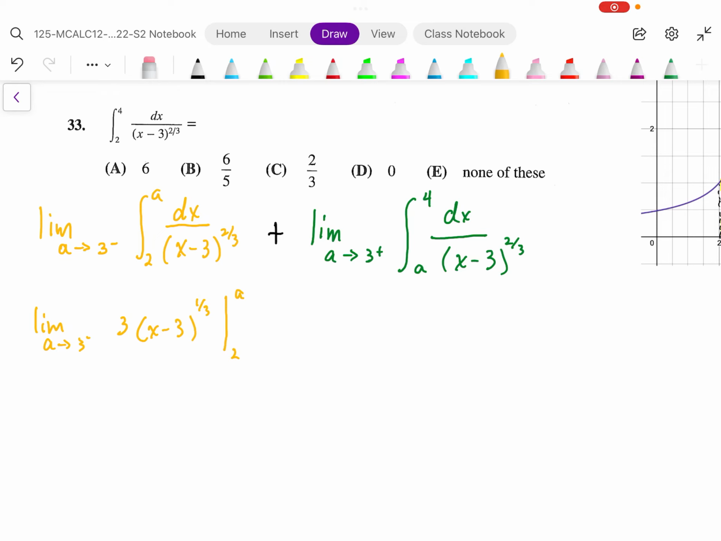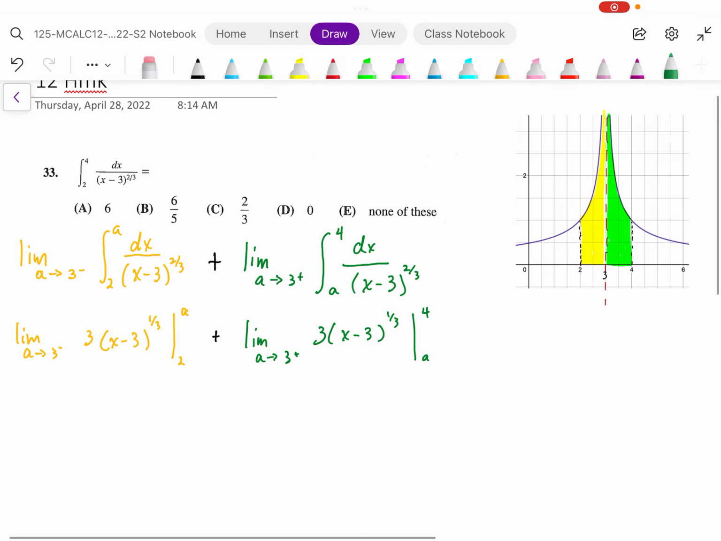And since I have a in there still, I need to write this as a limit. Plus, now this part is going to be exactly the same because it's the exact same integral, except we just have different bounds. So I'm going to approach 3 from the positive side. This again is the same integral. It's going to be 3 times (x minus 3) to the power positive 1/3. And I'm going to integrate from 3 to 4. Okay, so 2 to 3 is going to be one integral, 3 to 4 is going to be the other integral.